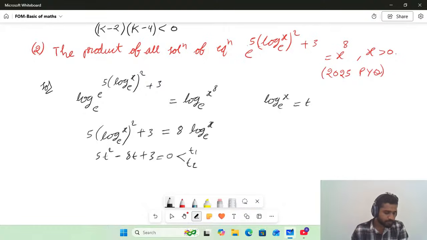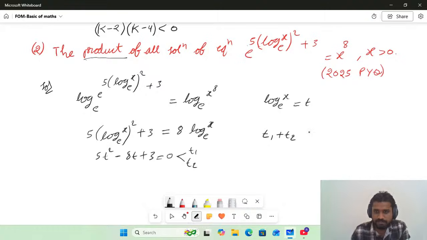Okay, let us assume t1 and t2 as roots of this quadratic equation. Now they are asking product, right? See the term here, product. They are asking product of all the solutions. So to get product of all the solutions, we need to take a sum here. What is the sum of roots t1 plus t2?